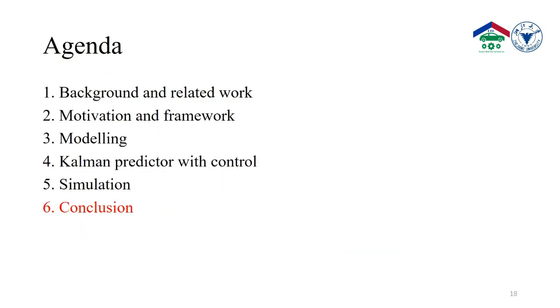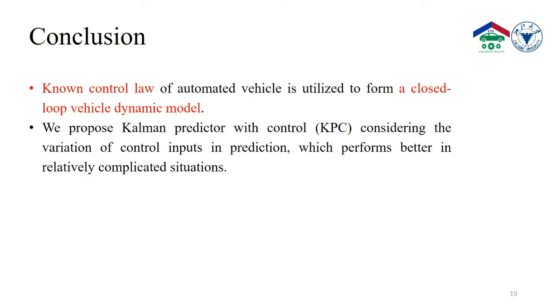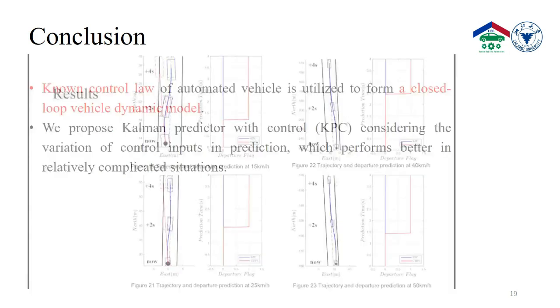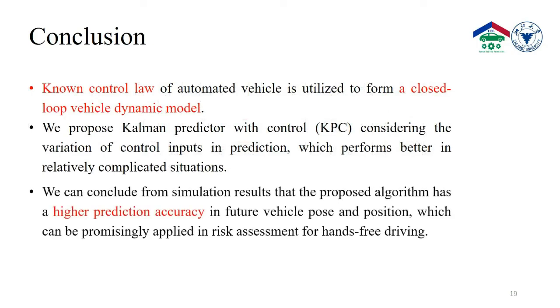Finally, I will give a brief conclusion of our work. First, the control law of the automated vehicle is utilized to form a closed-loop vehicle dynamic model. Second, we propose the Kalman predictor with control, known as KPC, which considers the variation of control inputs in prediction, and can perform better in relatively complicated situations. Therefore, we think our proposed prediction algorithm can be promisingly applied in risk assessment for hands-free driving.